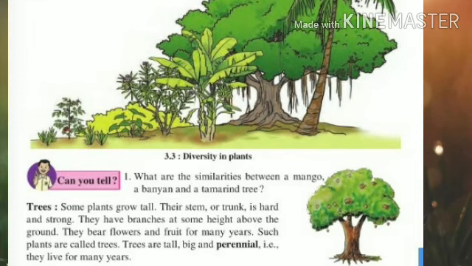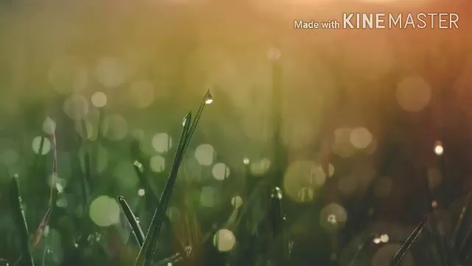Now what we have seen, what is the definition of a tree? Means that a plant that grows tall and has a strong stem and trunk, which bears flowers and fruits and lives for many years, that is called a tree. Okay students. Now one more question for you all.